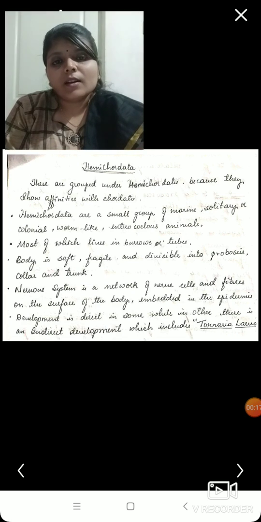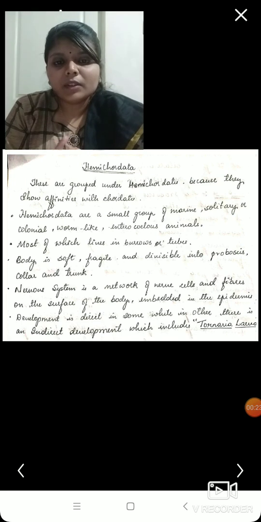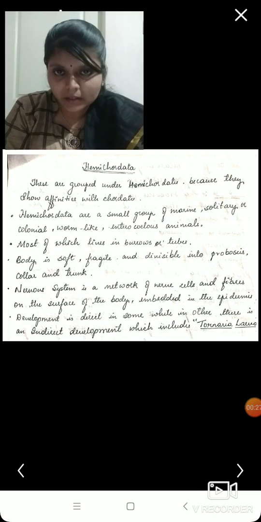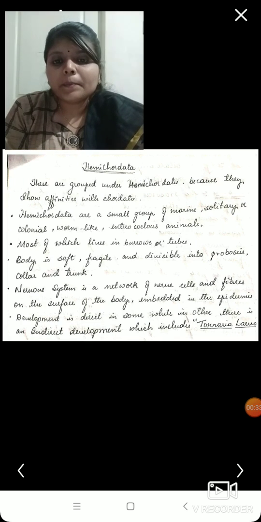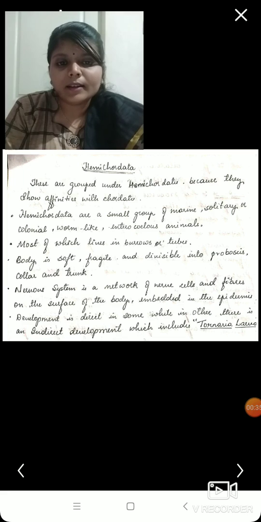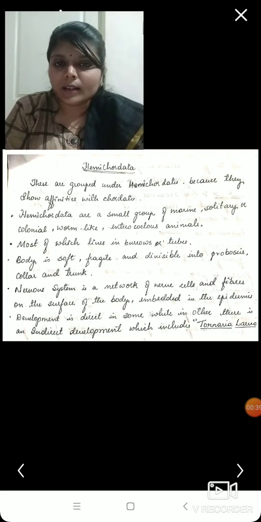So hemichordates are a small group of marine solitary or colonial worms which have the enterocoelous kind of coelom. Most of them live in burrows or tubes. The body is soft, fragile, and divisible into three parts, that is proboscis, collar, and the trunk. There is no tail, absence of tail is seen.